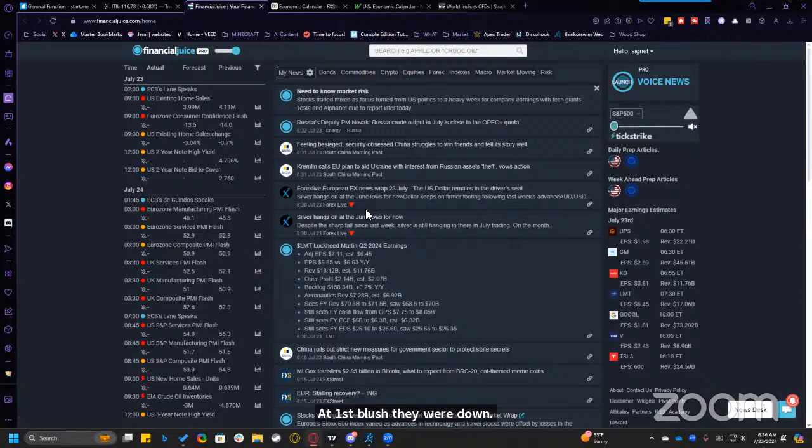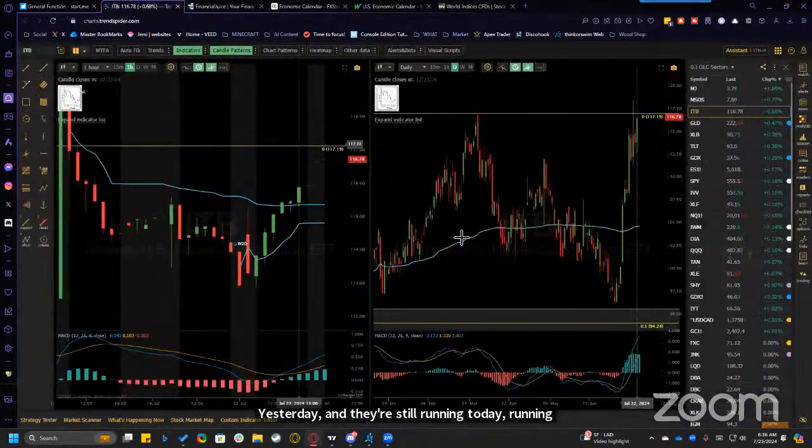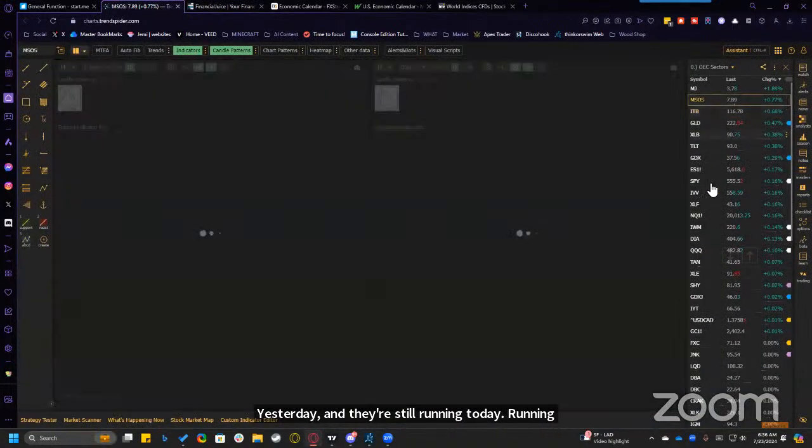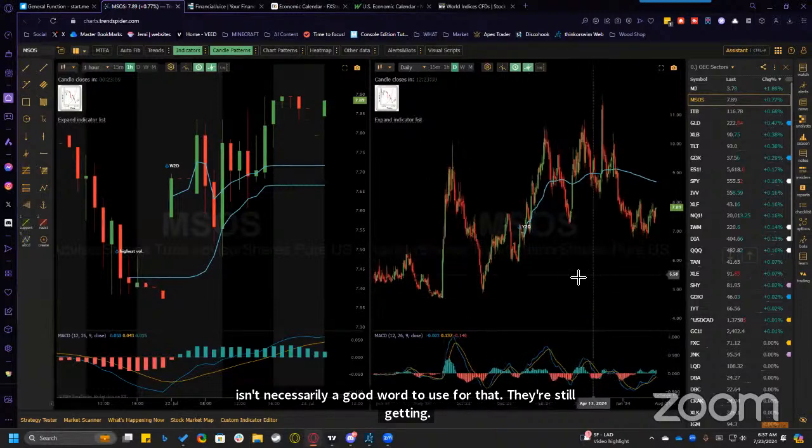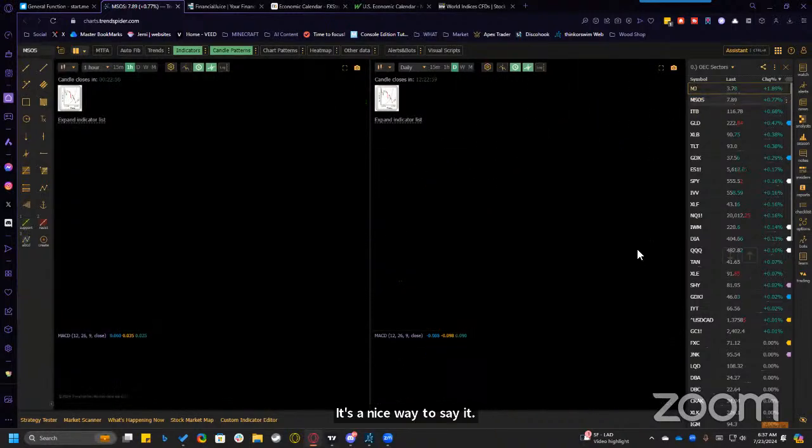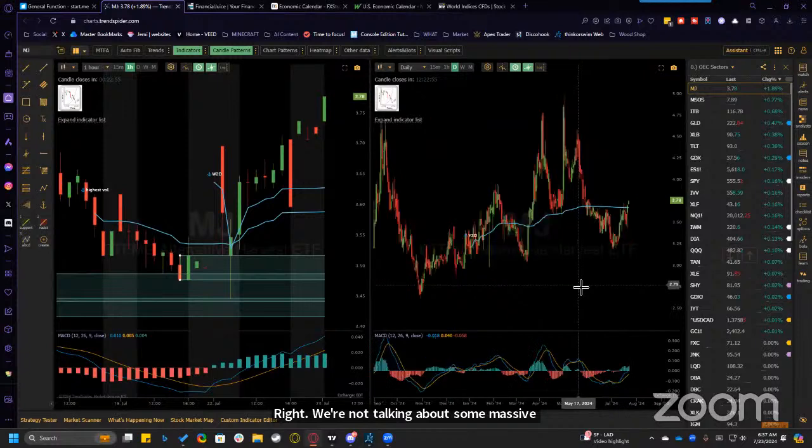Pot stocks are up again this morning. The current vice president is known to favor legislation positive to pot stocks. They got bid yesterday and they're still running today. Running isn't necessarily a good word to use for that. They're still getting flow, it's a nice way to say it, right? We're not talking about some massive bullish rip or anything like that. They're just getting a little bit of love.